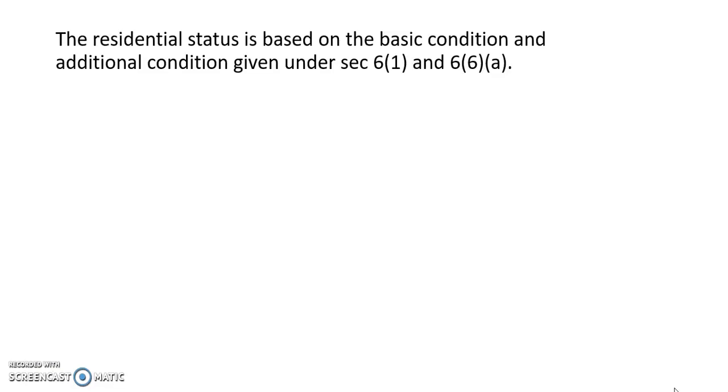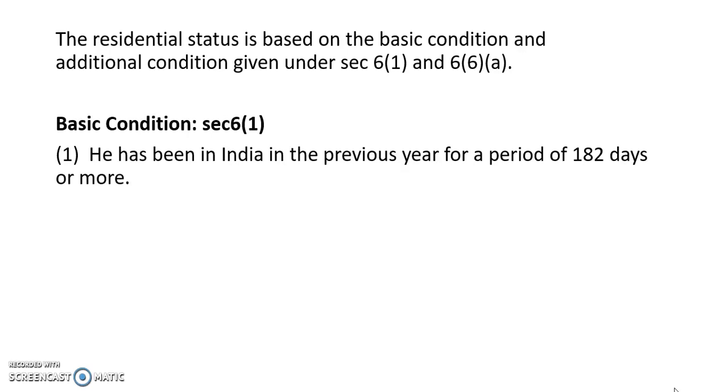In order to determine the residential status of an assessee, he has to fulfill two conditions. One is the basic condition that is given under section 6 subsection 1, and the additional condition given under section 6 subsection 6a. First, let us see what is the basic condition. It is given under section 6 subsection 1. There are two basic conditions.